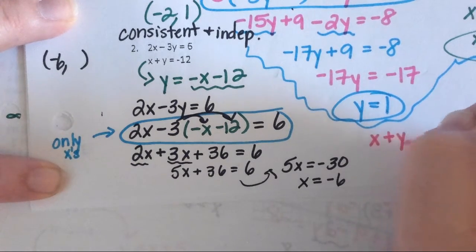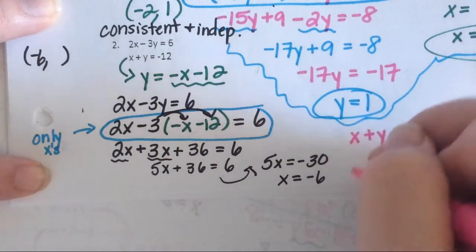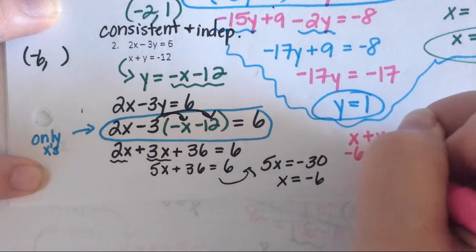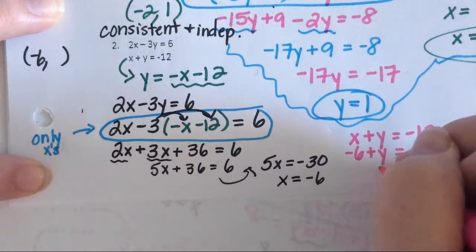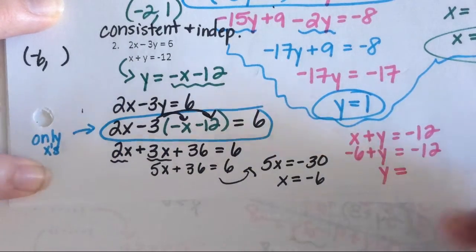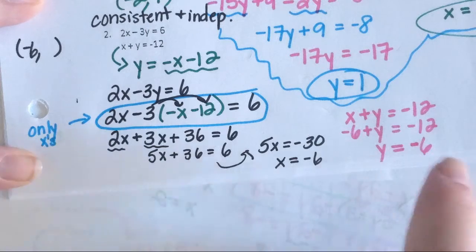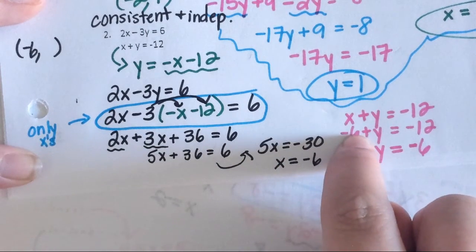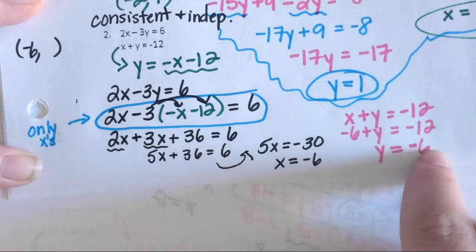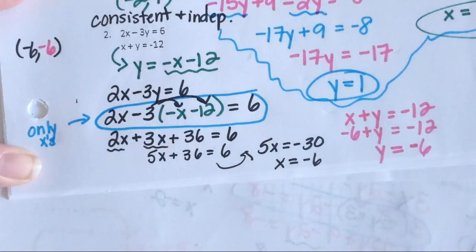So it was x plus y equals negative 12. You and I just found out x is equal to negative 6. So I'm going to substitute in negative 6. I add 6 to both sides, and I end up getting y equals negative 6. So I had this equation. I substituted in negative 6. I added 6 to both sides. I get y equals negative 6. So my point is negative 6, negative 6.